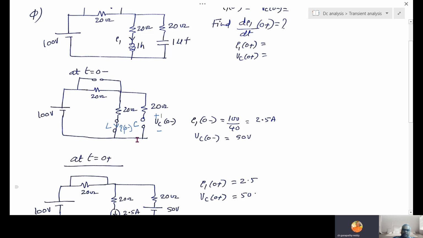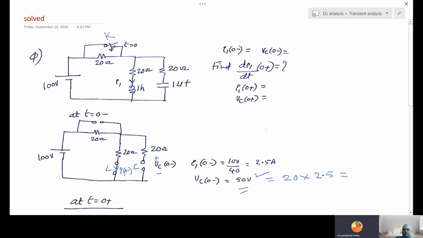What is VC at 0 minus? Start at positive, go to negative. The drop in this 20 ohm is 0 anyway. Then 20 into 2.5, so you get 50 volts. The resistance is 20, and the current in that is 2.5, so you will get 50. That is VC at 0 minus. VC at 0 minus and VC at 0 plus are the same, na. So VC at 0 plus is 50. What is I1 at 0 plus? Same, 2.5.